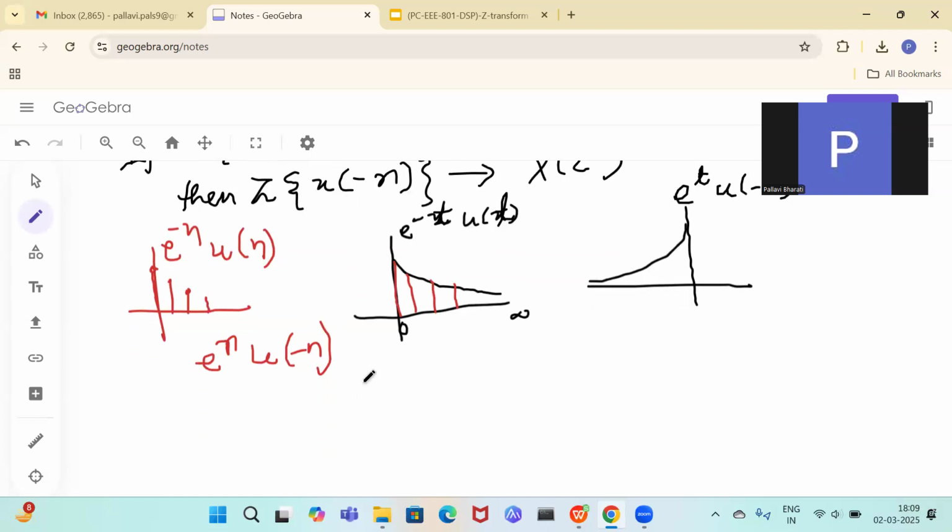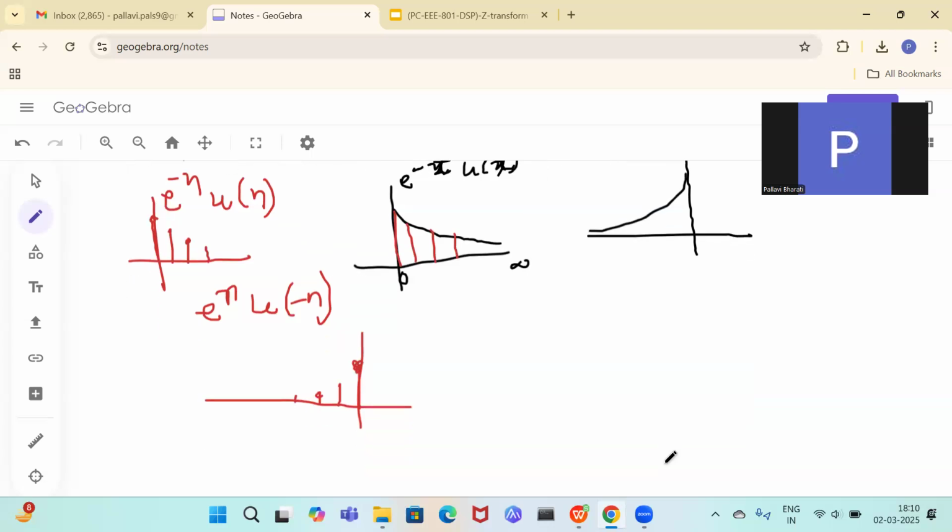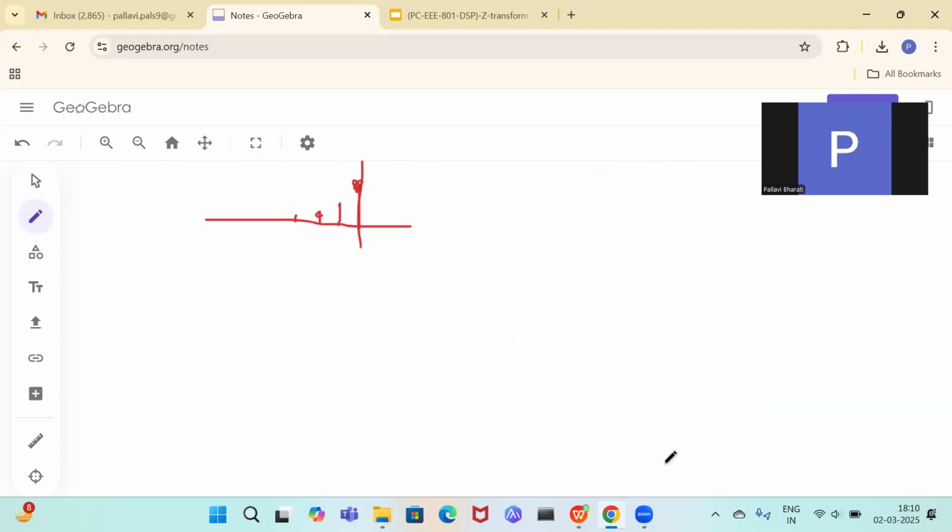So the first signal is mirror imaged. There will be a value at 0, then at minus 1, minus 2, and this way the values go on. This is called the time reversal, the mirror image in the y-axis. So you were moving in the forward direction, and you flipped towards the negative or backward direction.